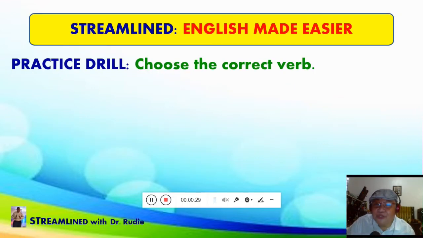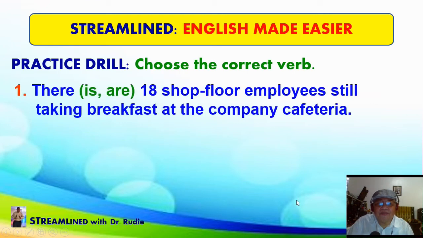Well, are you ready for our practice drill? Choose the correct verb that is necessary to complete the following sentences. Number 1. There are 18 shop floor employees still taking breakfast at the company cafeteria. What do you think? The correct answer is are.